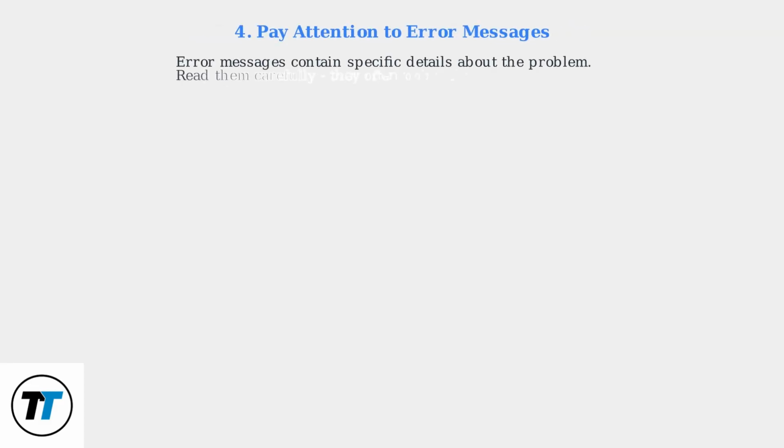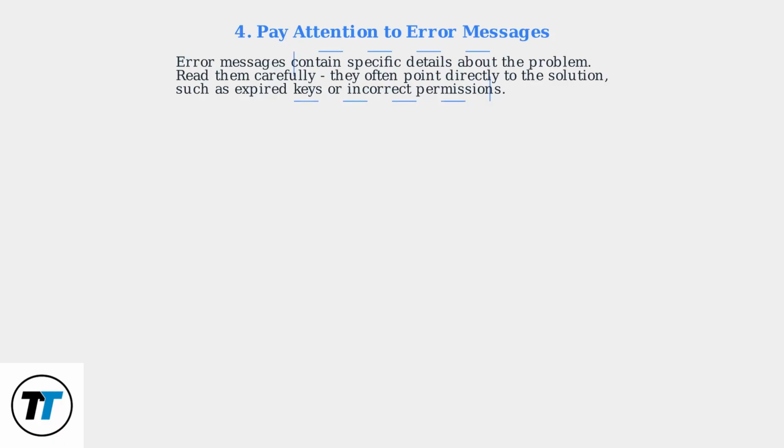Finally, pay close attention to error messages. They provide specific details about what's wrong and often guide you directly to the fix, whether it's an expired key, permission issue, or something else.